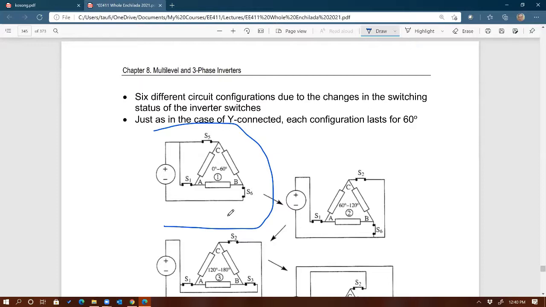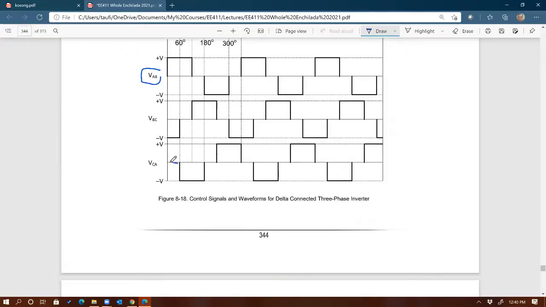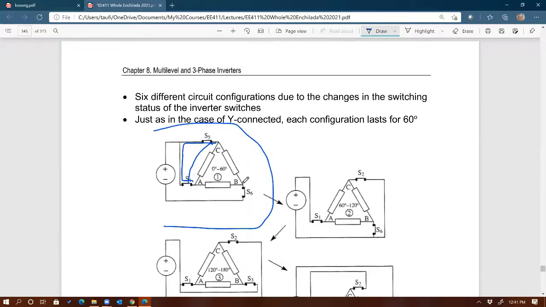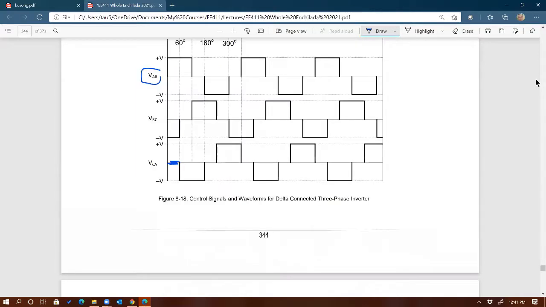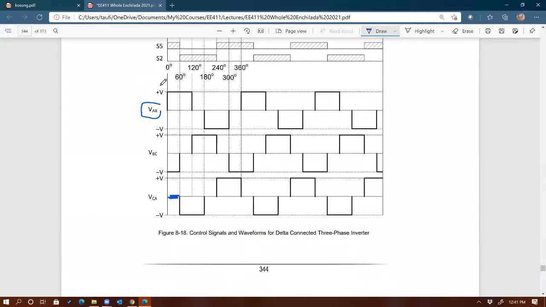That's the first segment. You can see clearly that AC is shorted. There's a short across, see that? So I know that VCA is going to be 0. And then VAB, see VAB right here? Just do KVL around this loop. You can see that VAB must equal plus VDC. So VAB must be equal to plus VDC. You see that? Plus VDC.